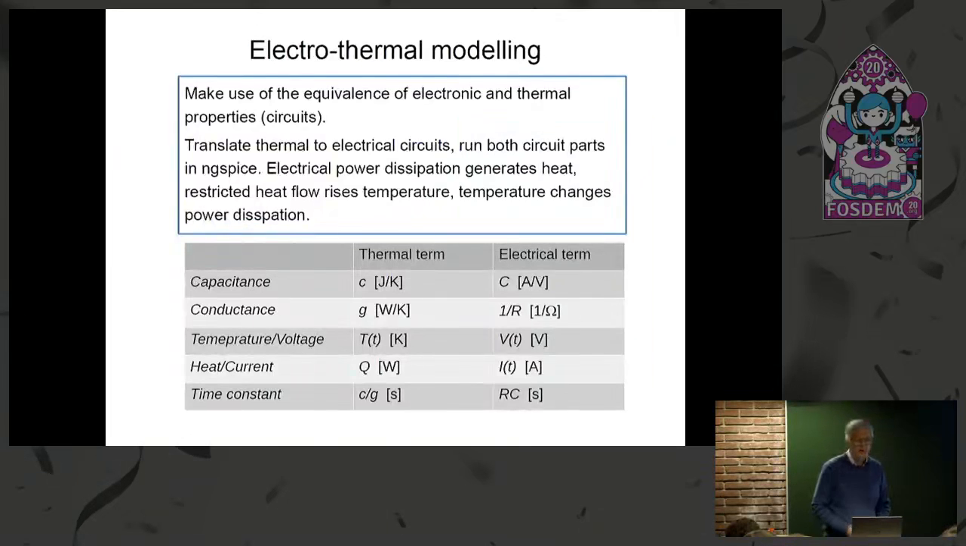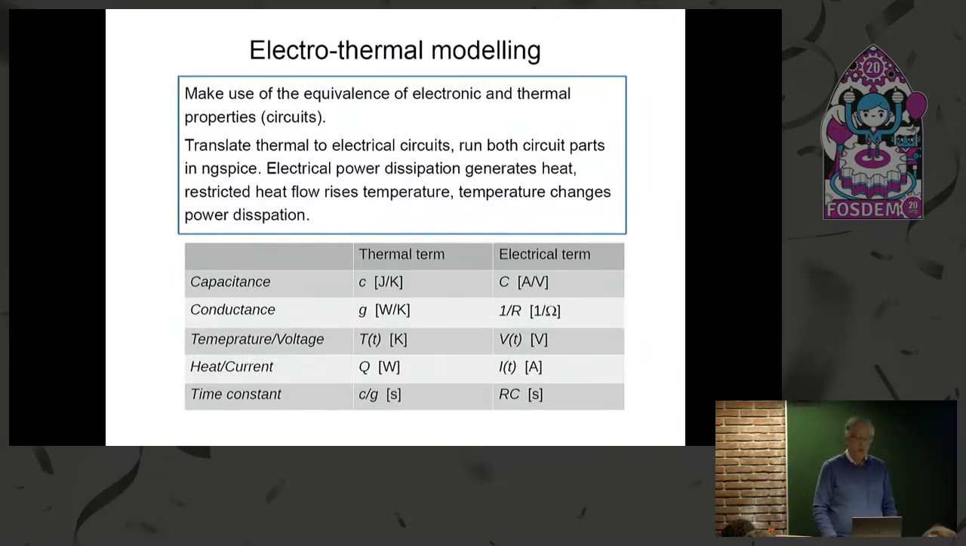Yeah, so this is about electrothermal modeling, and what is it? We make use of the equivalence of thermal circuits and electronic circuits. We translate thermals into electrical circuits, and then we run both circuit parts in ngspice. So electrical power dissipation generates heat. Heat has some restricted flow path, and so it rises to the temperature of the device. Temperature changes some device characteristics, and so we have this closed loop. This has to be integrated and deserves special device models that can react to this.